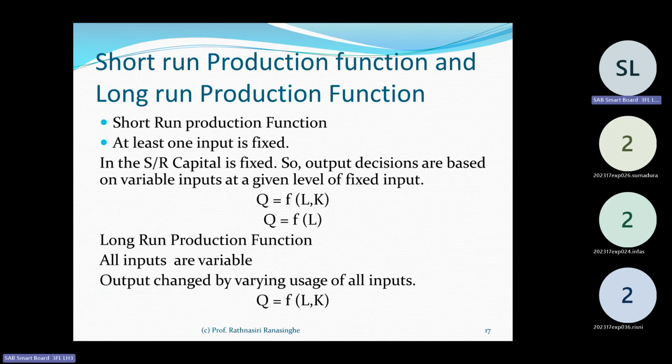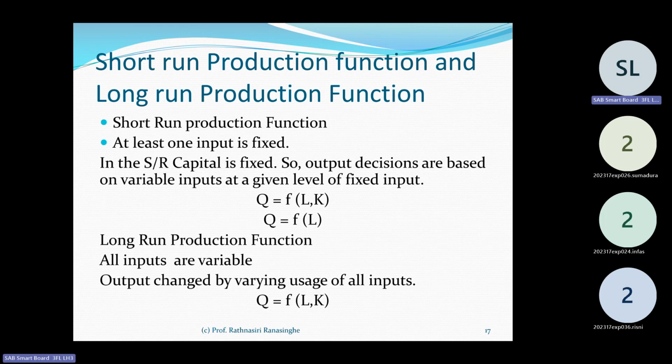Now, the short run and the long run production function depends on the variability of the factors. Based on that, we identify two production functions. One is the short run production function. Suppose the capital is fixed; output is a function of labor and capital.